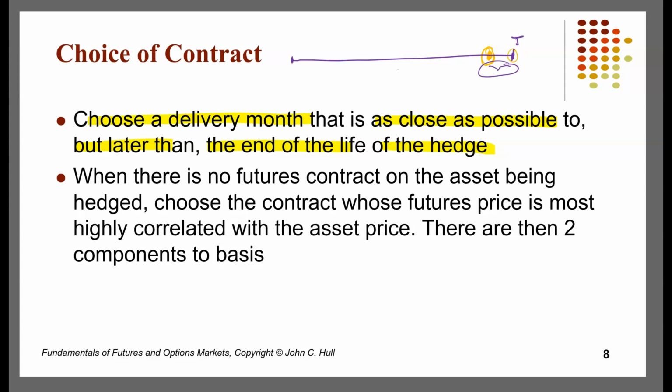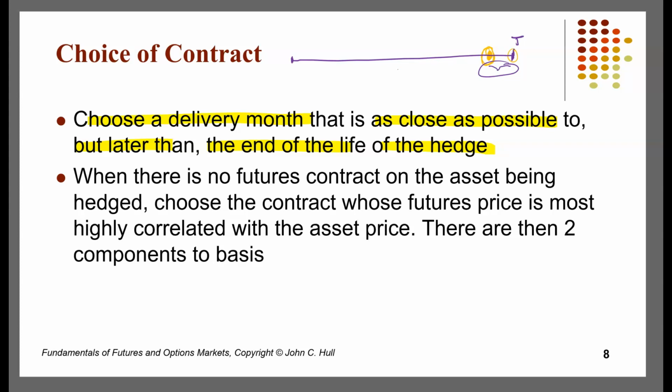So how would you go about dealing with a scenario where you want to hedge on the price of corn and there is no futures contract on corn? Well, one thing you could do is what we refer to as cross hedging. And cross hedging simply says that you can use a futures contract on another asset that is correlated with the asset that you are looking to hedge.